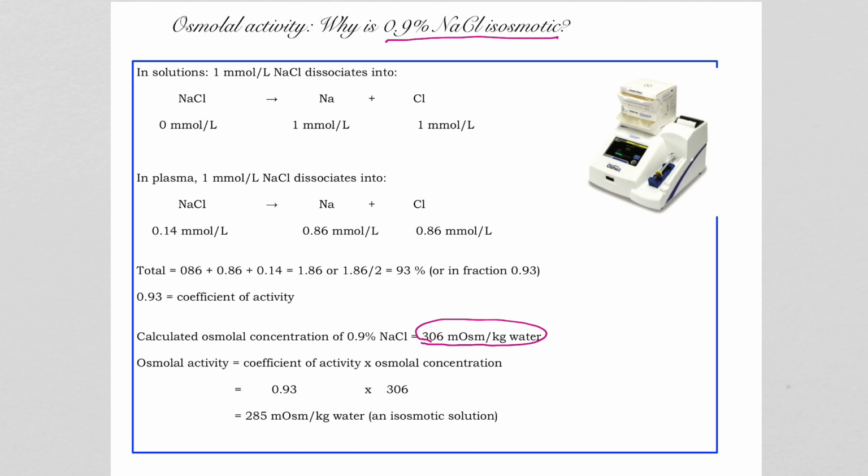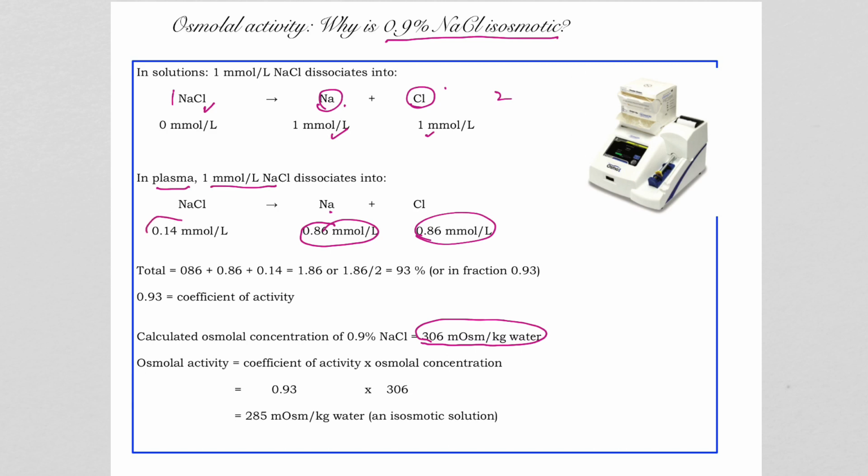in water, sodium chloride will break down. If you take 1 millimolar sodium chloride, it will break down to give you 1 particle of this, 1 millimolar, and 1 particle of this, 1 millimolar. So 1 particle of sodium chloride gives you 2 particles, 1 sodium, 1 chloride. However, in plasma, 1 millimole sodium chloride doesn't break down to 2 particles. In fact, it breaks down into 0.86 millimoles per liter of sodium, 0.86 millimoles per liter of chloride, not 1.